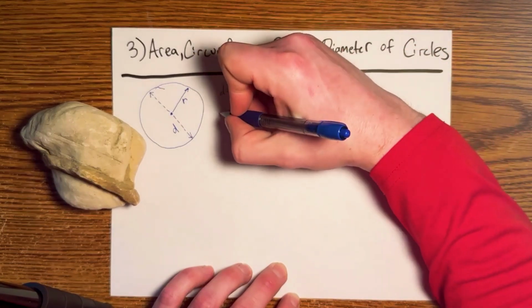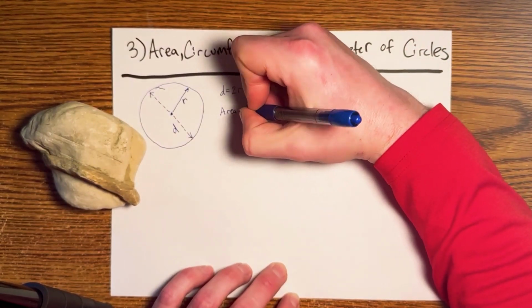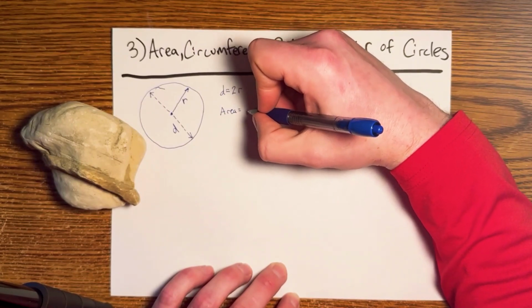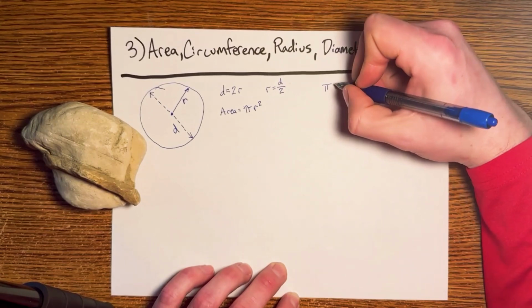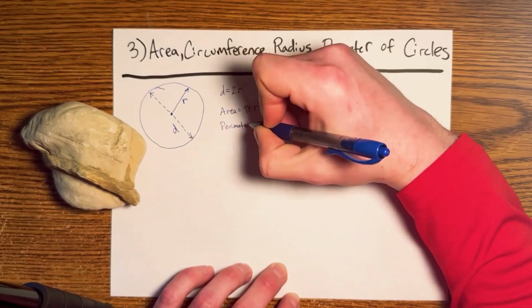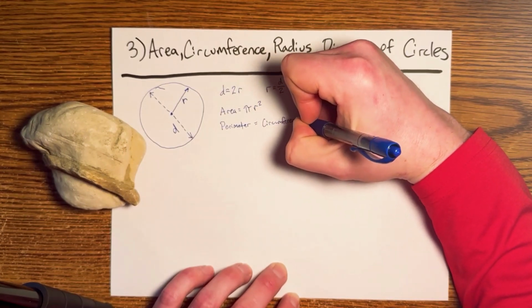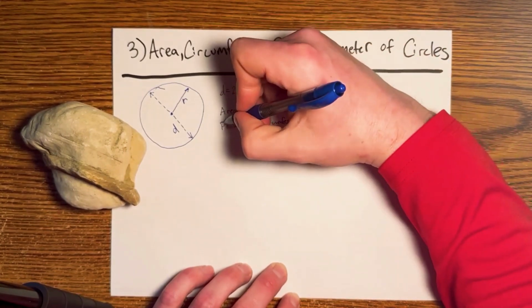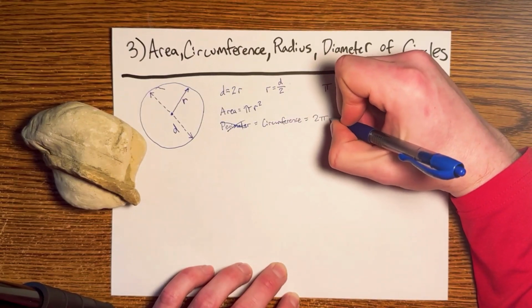The area of a circle, the interior portion, we will be given as pi r squared. You may remember that pi is equal to 3.14. The perimeter of a circle is what we call the circumference, but essentially the same thing. And the circumference is going to be 2 pi r.